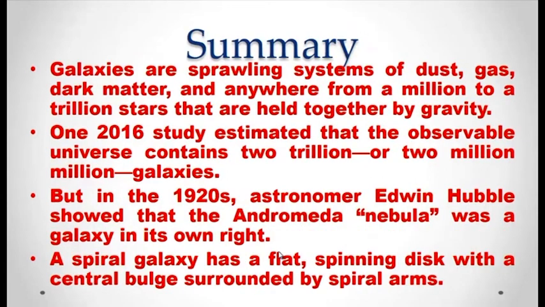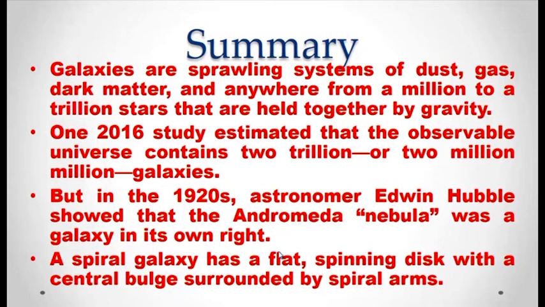Coming to the summary of the discussion we had, galaxies are sprawling systems of dust and gas, dark matter, and anywhere from 1 million to 1 trillion stars that are held together by gravity. One 2016 study estimated that the observable universe contains 2 trillion galaxies. But in the 1920s, astronomer Edwin Hubble showed that the Andromeda Nebula was a galaxy in its own right.